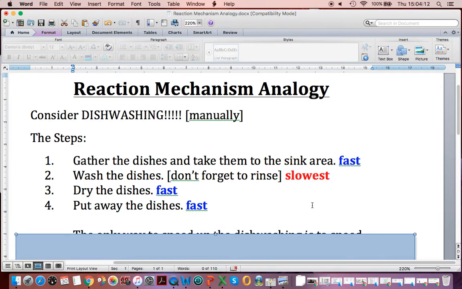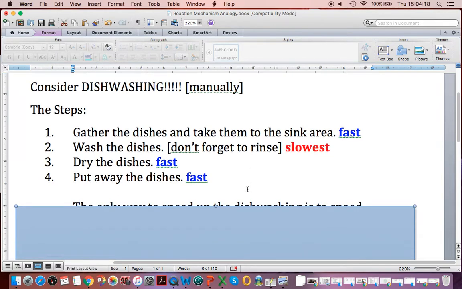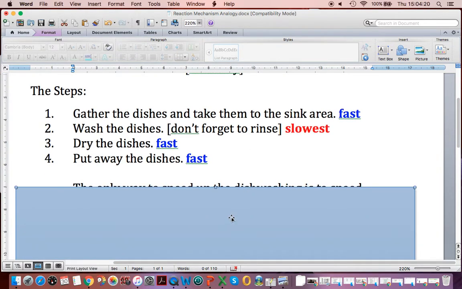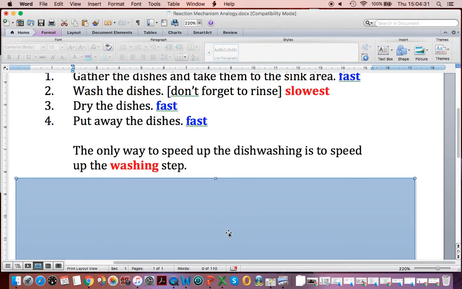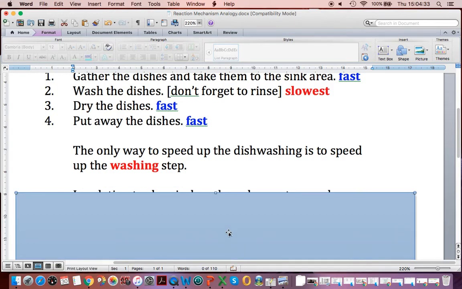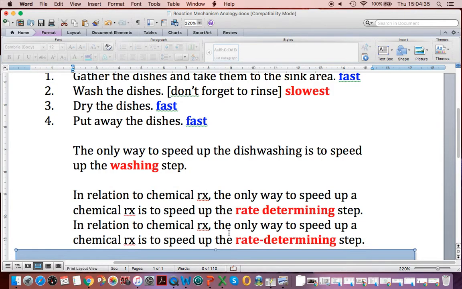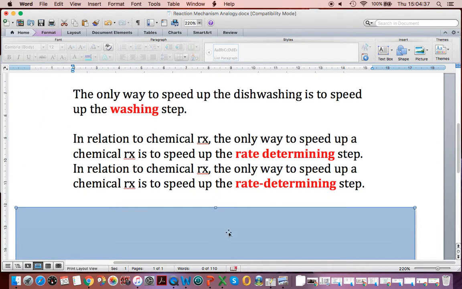So the only way to speed up the process of dishwashing is to add some more sinks and dishwashing people. And what that's going to apply to chemistry is the only way to speed up a chemical reaction is to speed up the rate determining step. So in this case, our rate determining step is the washing step, and that's the only way to make it faster.